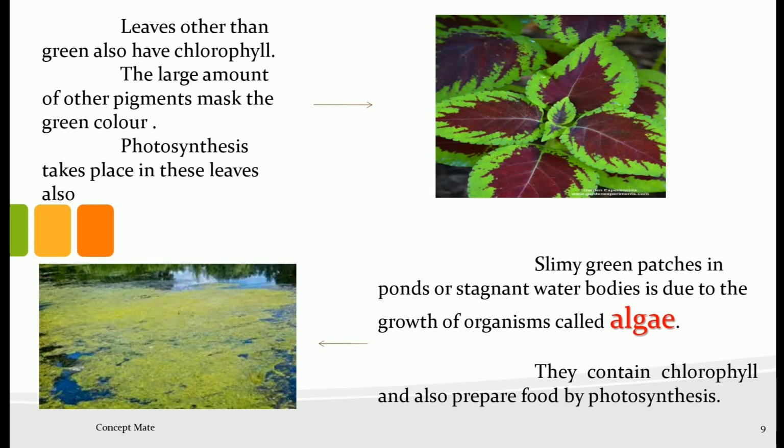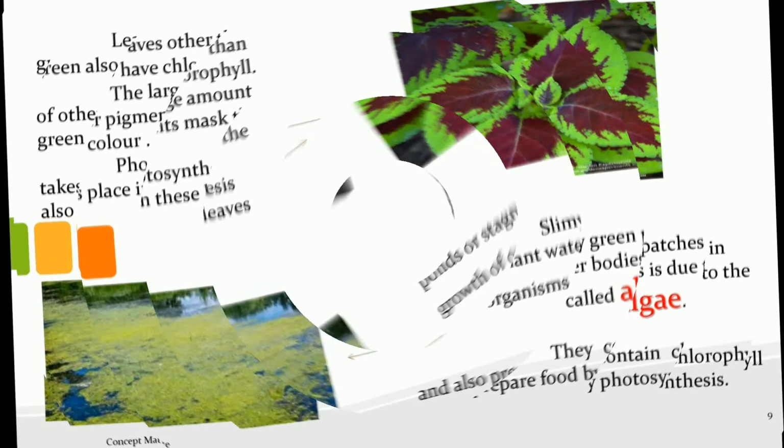Another thing you can find around you is the slimy green patches found in ponds and stagnant water bodies. This is due to the growth of an organism called algae. These algae contain chlorophyll and can also prepare food by photosynthesis.